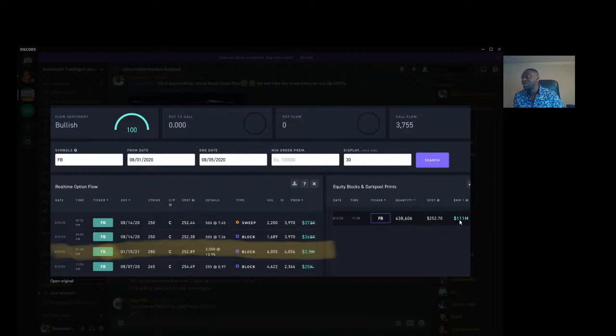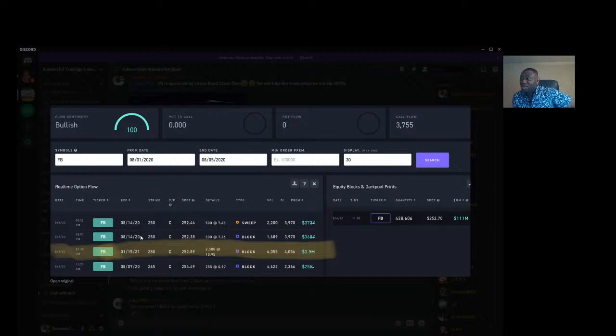438,660 shares. When you multiply the quantity by the spot price, the price of the stock during the transaction, it gives you 111 million. Again, I repeat myself, 111 million is more than this. We don't know if all of these were done by the same institution, the same people, and usually you may get a sense of that by looking at the time.